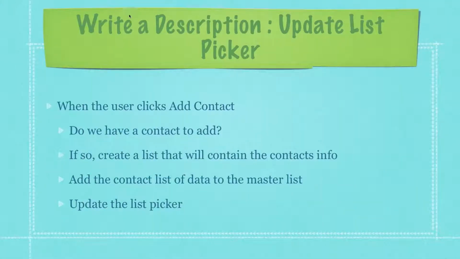Okay, so basically what we need to do is just list out exactly what we want to happen. Alright, so basically when the user clicks add contact, we want to check to make sure that we have a contact to be added. Basically, do we have a contact's name inside of the text box? Okay, very important. If so, we want to create a list that will contain the contact's information. Then we want to add the contact list of data to our master list. We're going to have a master list, and then we're also going to have a list picker. So we want to update our list picker.